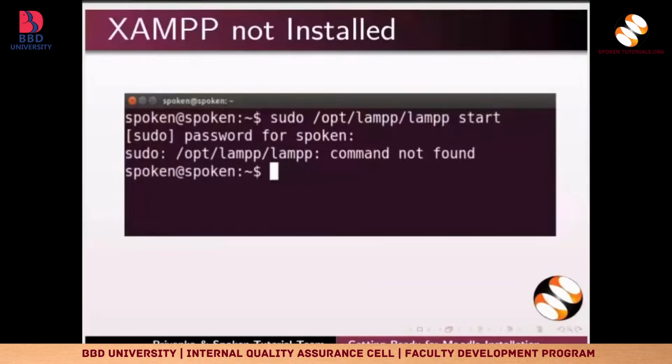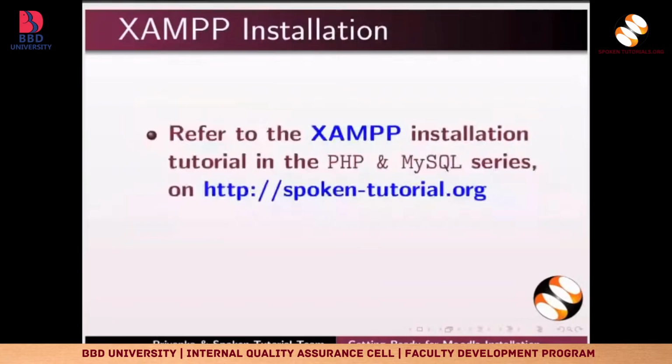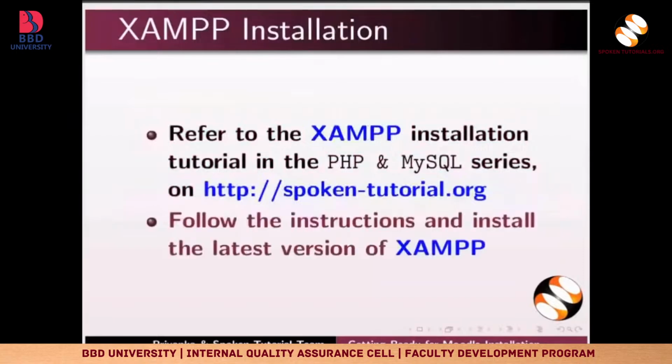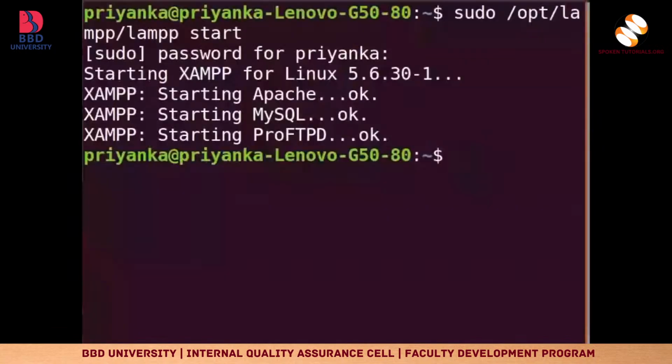You may get a message saying command not found in the terminal. This means XAMPP is not installed in your machine. If so, refer to the XAMPP installation tutorial in the PHP and MySQL series on this website. Follow the instructions specified in the above tutorial and install the latest version of XAMPP. Let's switch back to the terminal. Now follow the steps shown above to start XAMPP service.